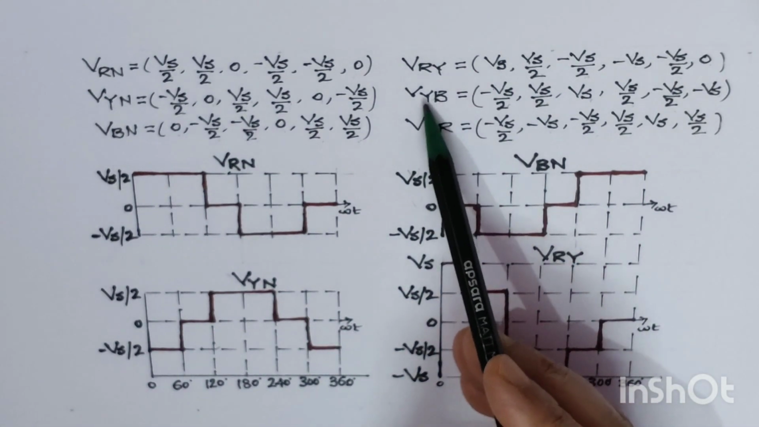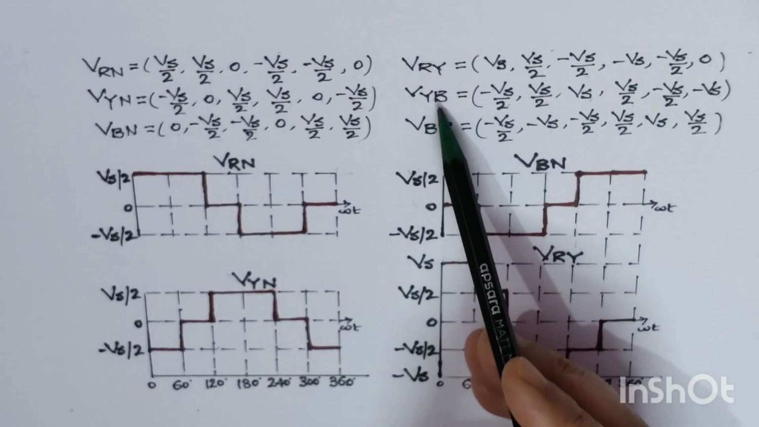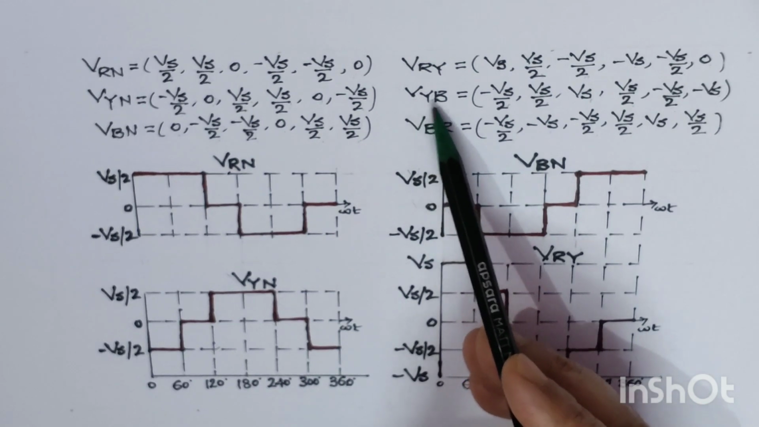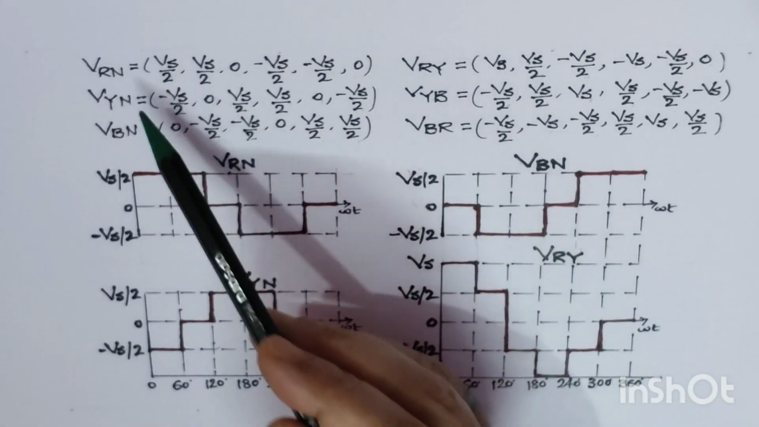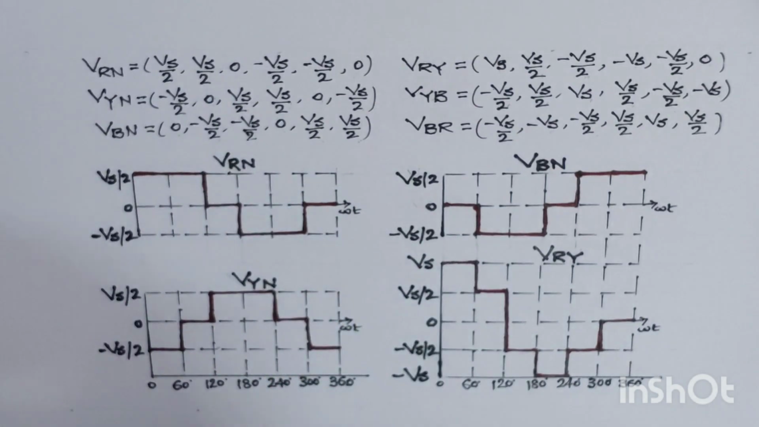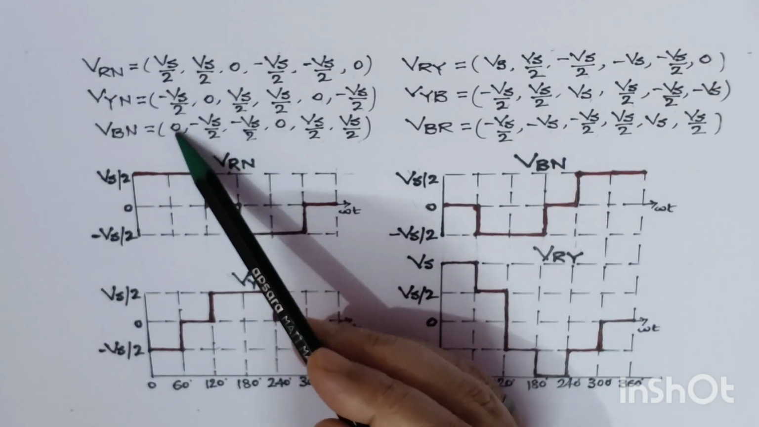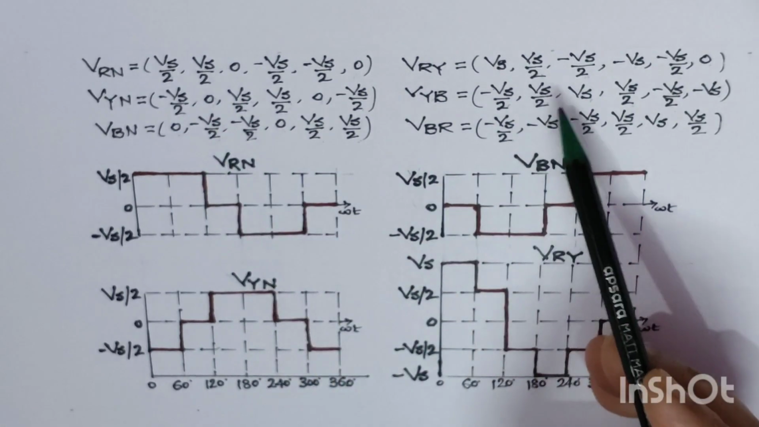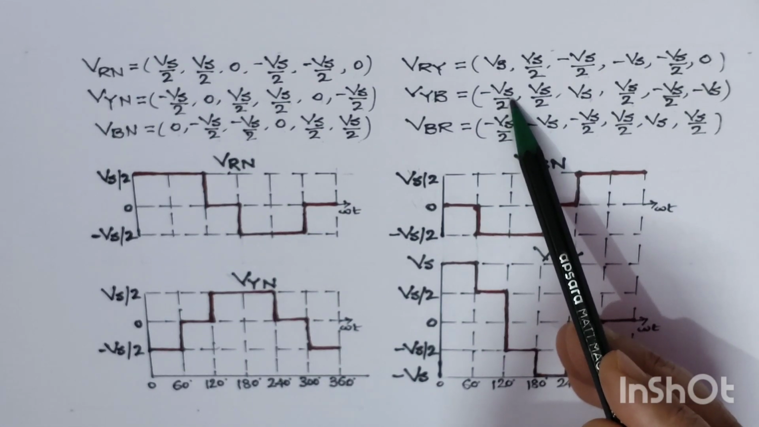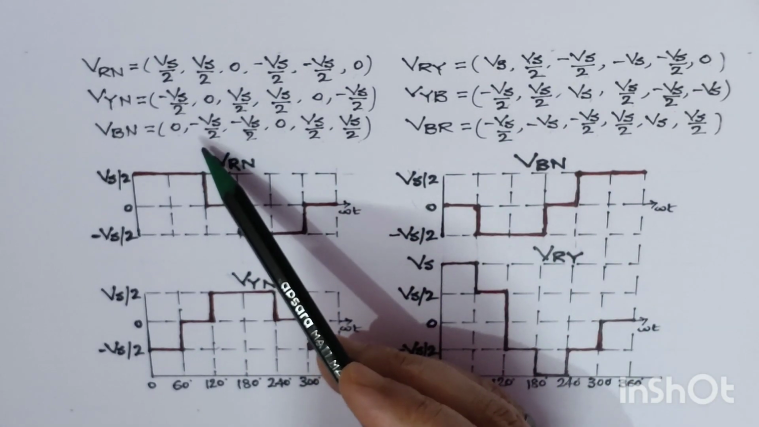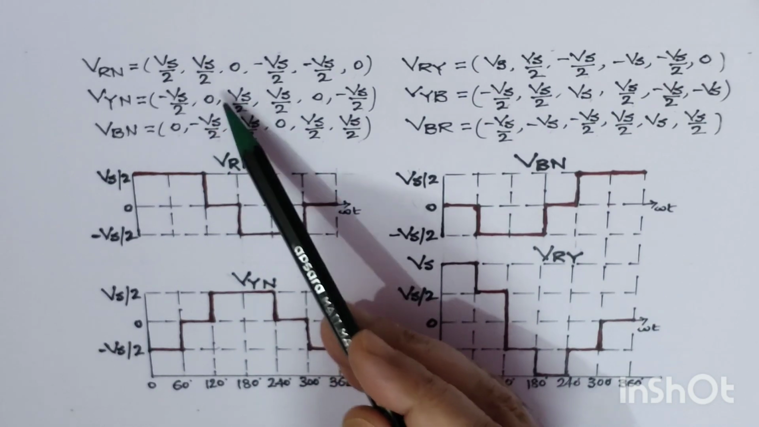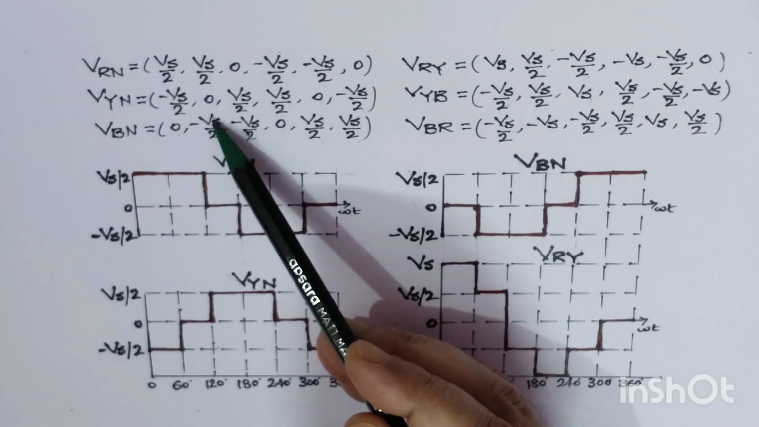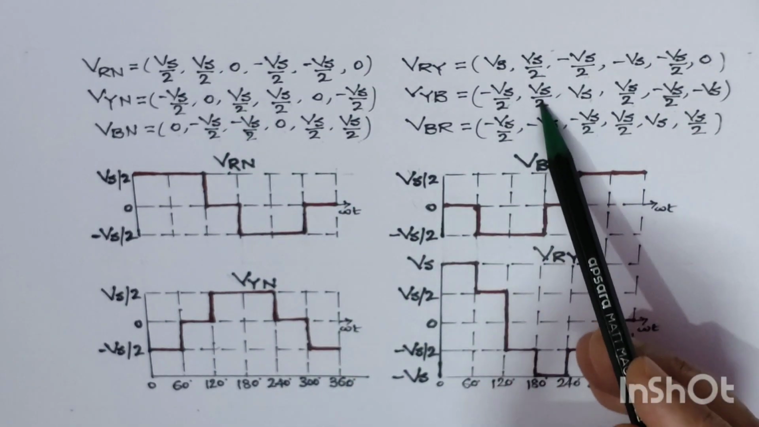In the same way we can find out the voltage VYB, that is the line to line voltage between Y phase and B phase. How do we calculate it? We can calculate voltage VYN minus voltage VBN. Let us see, in the first interval we have minus Vs by 2 minus 0. So it will become minus Vs by 2, that's why it is written here minus Vs by 2. Similarly we can calculate 0 minus Vs by 2. This means 0 minus minus, so it will become plus, which means Vs by 2. So this is Vs by 2.